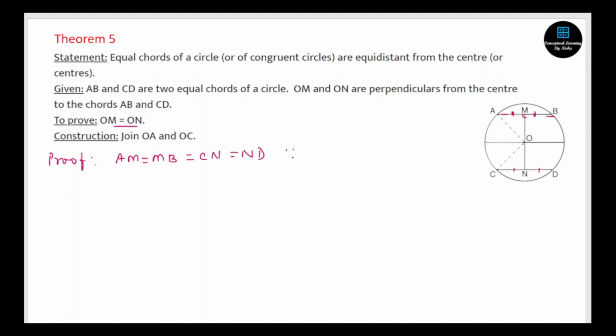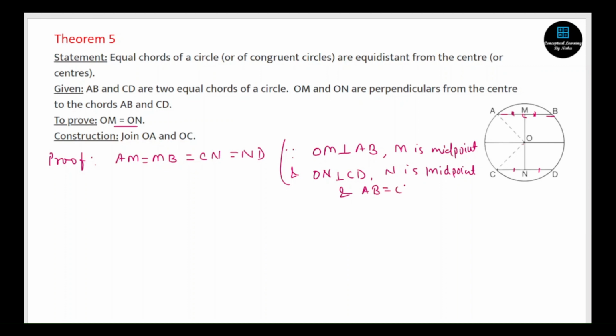Why? Because OM is perpendicular to AB, so M is the midpoint, and ON is perpendicular to CD, so N is the midpoint, and AB is equal to CD. So these things are given, and based on that I have derived this. Okay, so I'll make this as result 1.